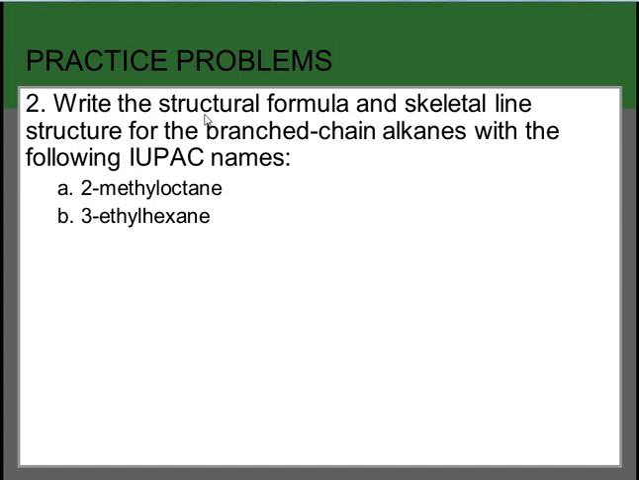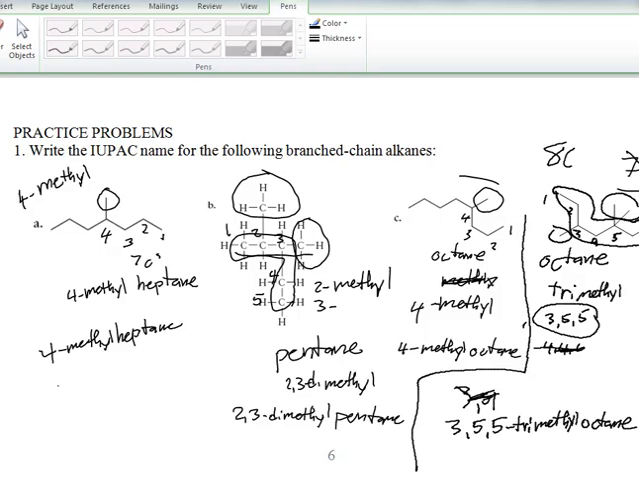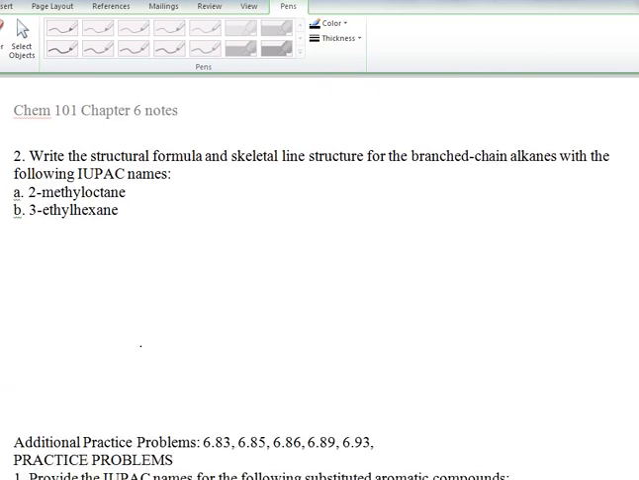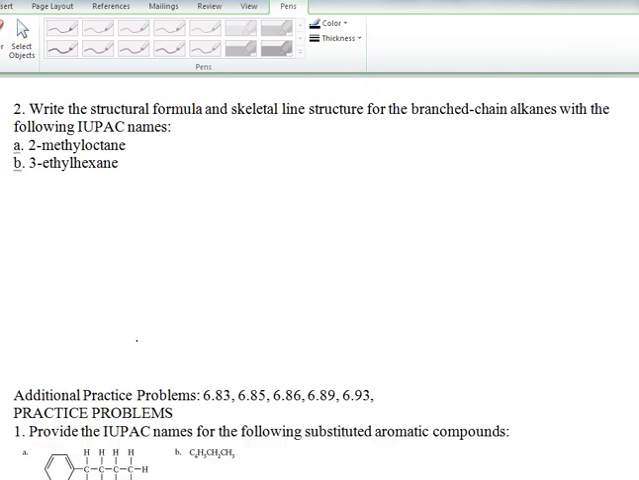Next question, write the structural formula and skeletal line structure for the branch chain alkanes with the following IUPAC names. So now we're going to go from the name into the structure. Okay, so A, 2-methyl octane. The first thing is to draw the 8-carbon chain. That we get from octane.